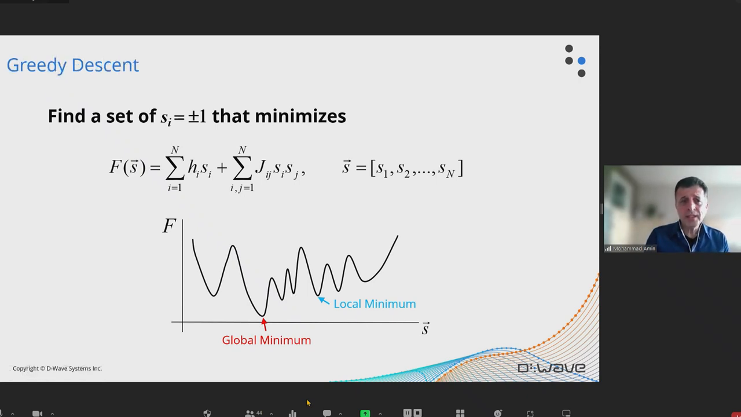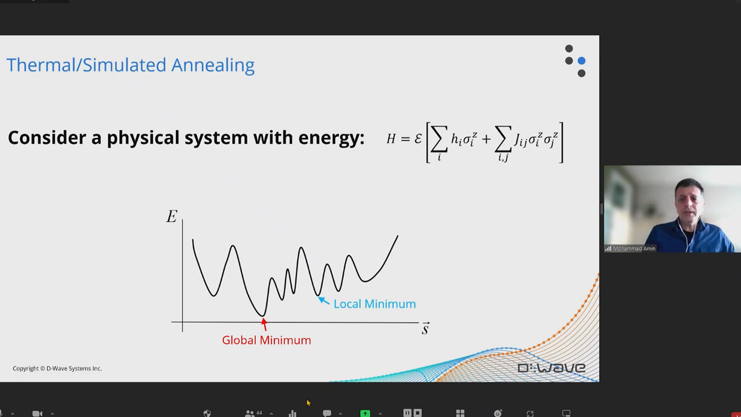The easiest algorithm you can think of is greedy descent. You randomly start somewhere and follow the gradient, and with high probability you end up in a local minimum. So this algorithm is not very efficient. Unless you get lucky and start in the well that takes you to the global minimum, you will end up in a local minimum, which is an approximate solution. Now, you can think of another algorithm, which is thermal annealing, or simulated annealing, which is a simulation of thermal annealing.